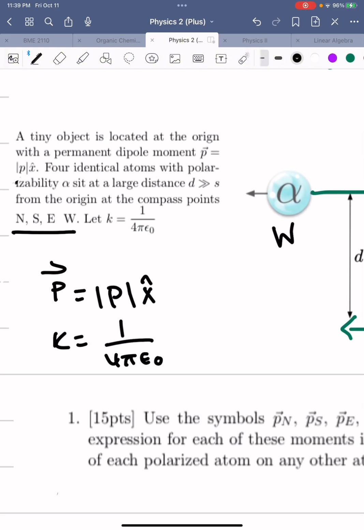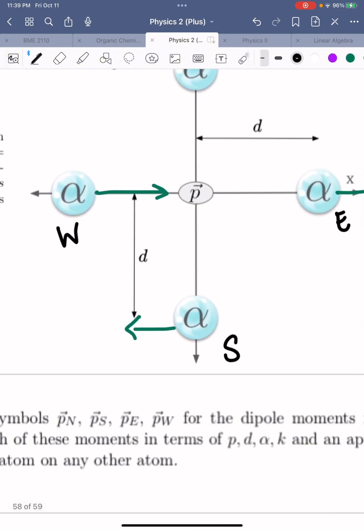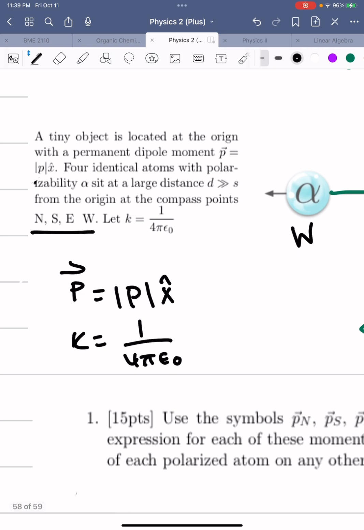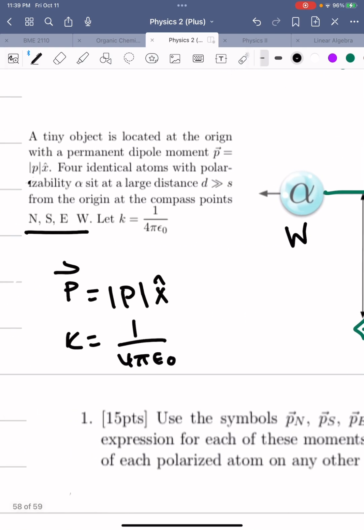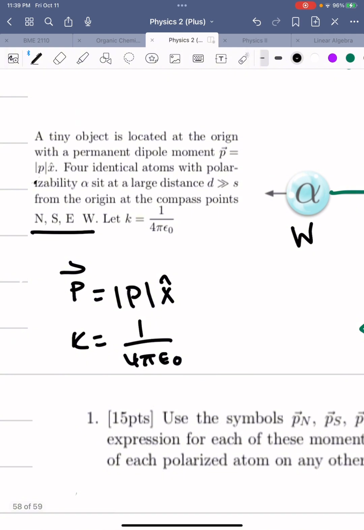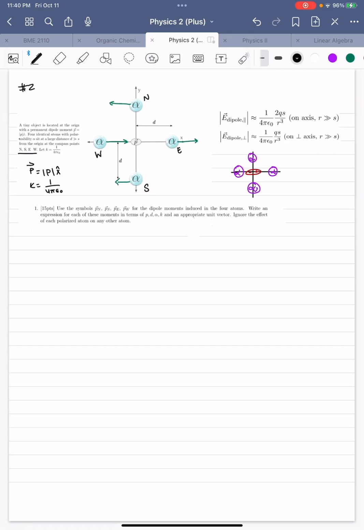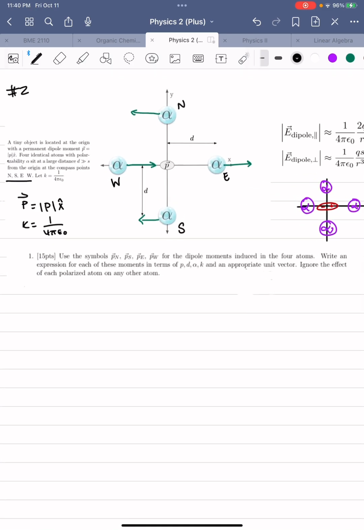It says a tiny object is located at the origin, so here in the middle, with a permanent dipole moment P equals P times x hat. Four identical atoms with polarizability alpha sit at a large distance d, which is bigger than s, from the origin at the compass points north, south, east, west. Let k be 1 over 4 pi epsilon. So they gave us this, right?